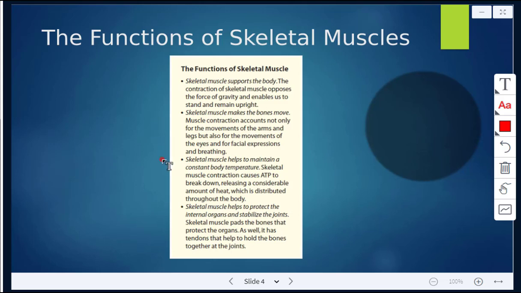Skeletal muscle helps to maintain a constant body temperature because skeletal muscle contraction causes ATP to break down, which releases a lot of heat, which then gets distributed throughout the body. Skeletal muscles also help to protect the internal organs and stabilize the joints. Skeletal muscle pads the bones that protect the organs. It also has tendons that help to hold the bones together at the joints. So that's what tendons do.